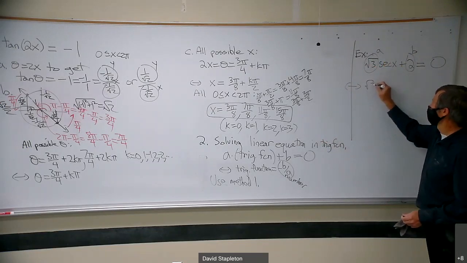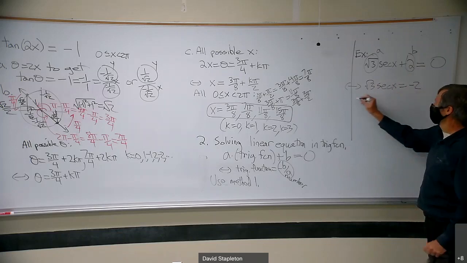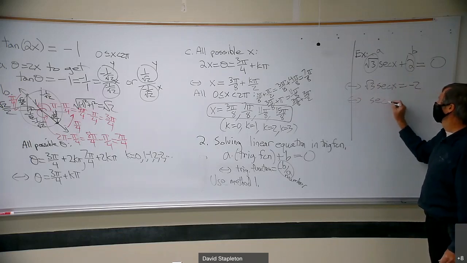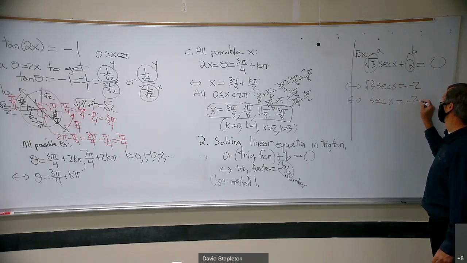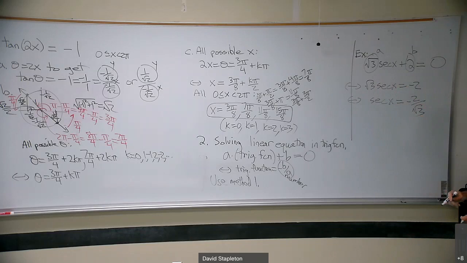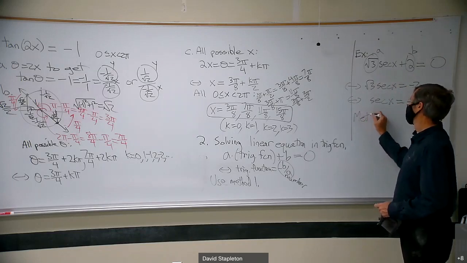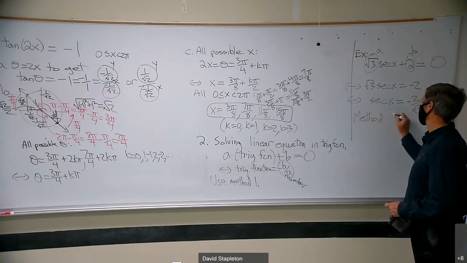I subtract 2 and divide by square root 3. It's just algebra. You get trig function equals a number, right? Now I go to method 1. But secant, how do I get secant?